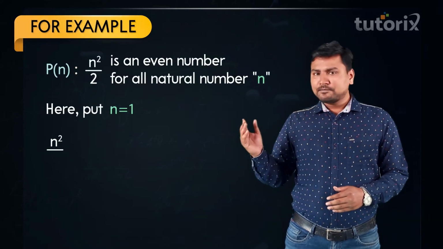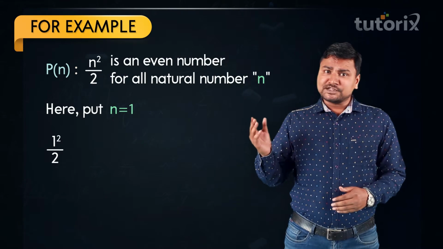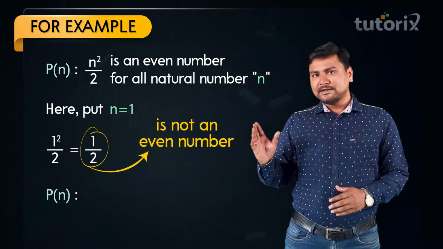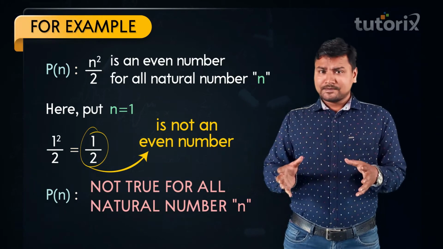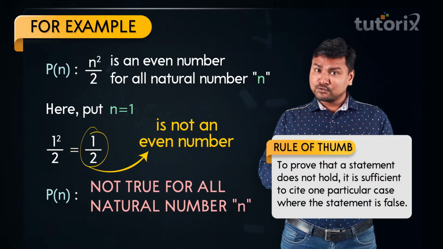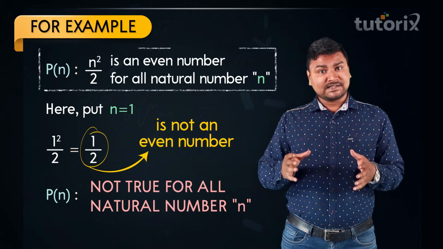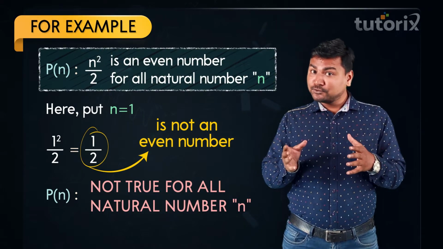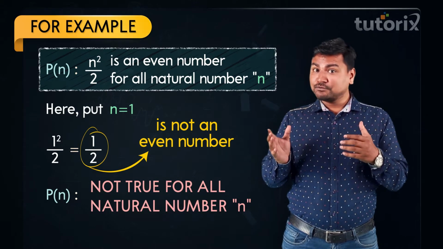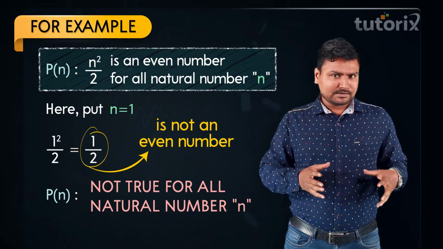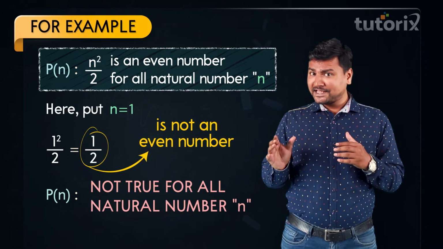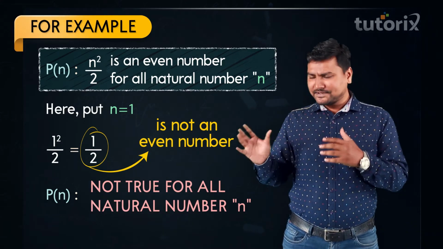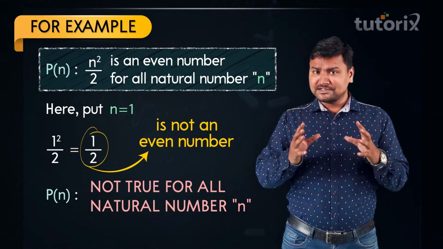Then n square by 2 will be equal to 1 square by 2, which is equal to half. And half is not an even number. So this statement is false. Why? Because by our rule of thumb, we have shown here one particular case where the given statement is false. That is, for n equal to 1, n square by 2 is 1 square by 2, which is half, and that is not an even number. So we have shown one particular case where this statement does not hold. This means the given statement is not true in general.